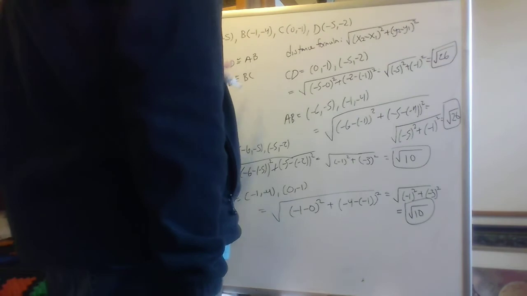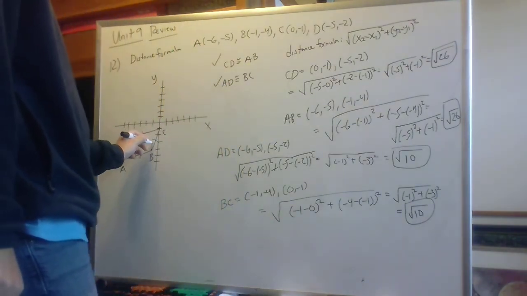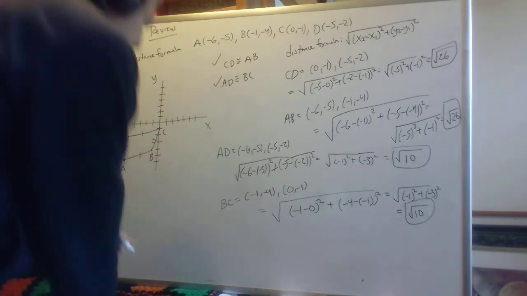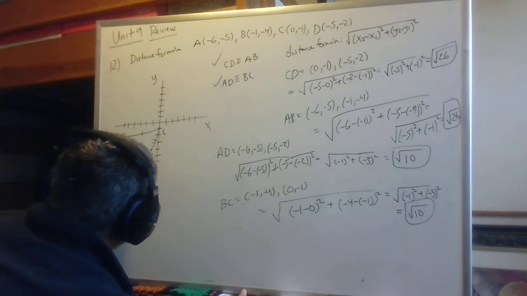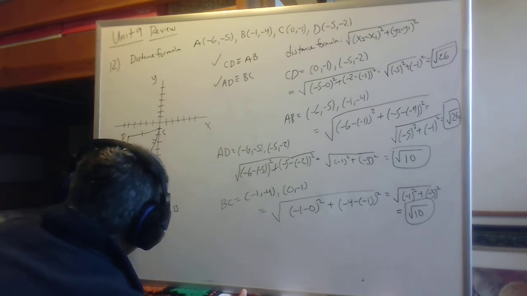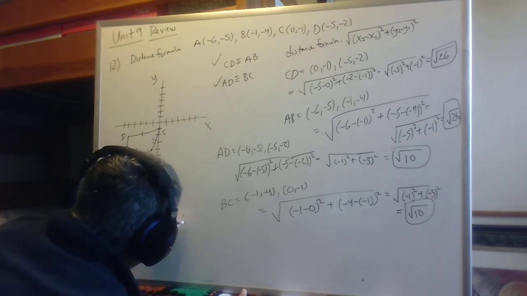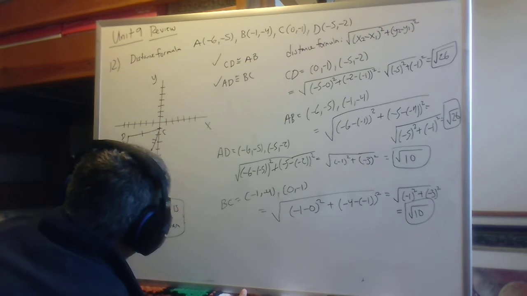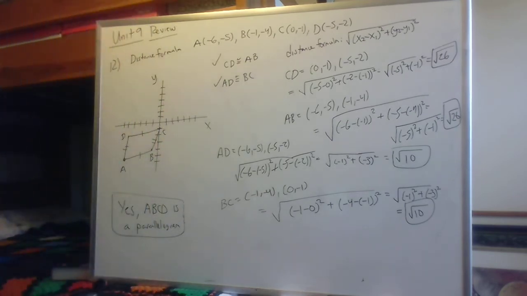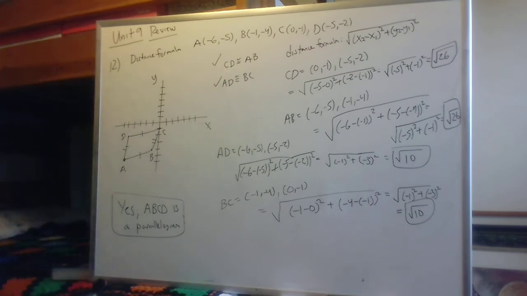So since CD is congruent to AB and side AD is congruent to BC, we know that this is in fact a parallelogram. Yes, ABCD is a parallelogram. All right, so that concludes problem 12. So we are going to keep going on to the next problem.